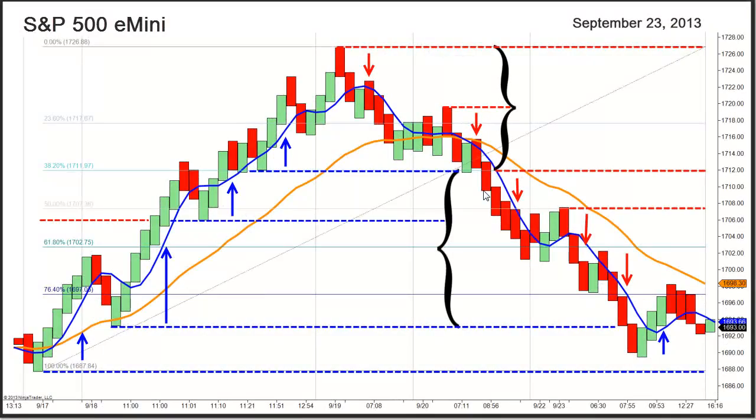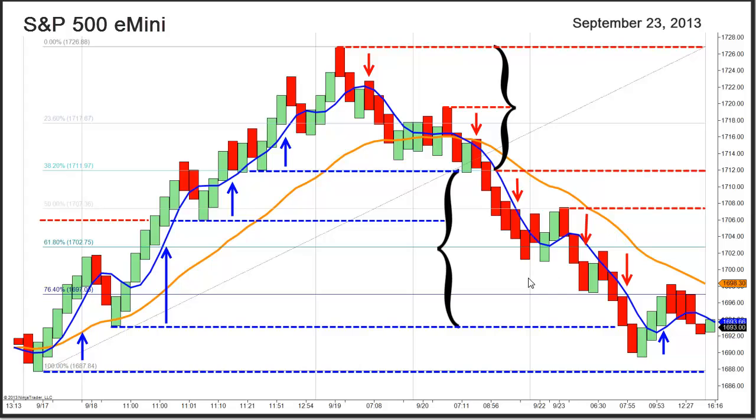On Friday, when the S&P auctioned below the minor support level at 1713 and breached support, the S&P sold down to 1701 before retracing back up modestly to 1708.